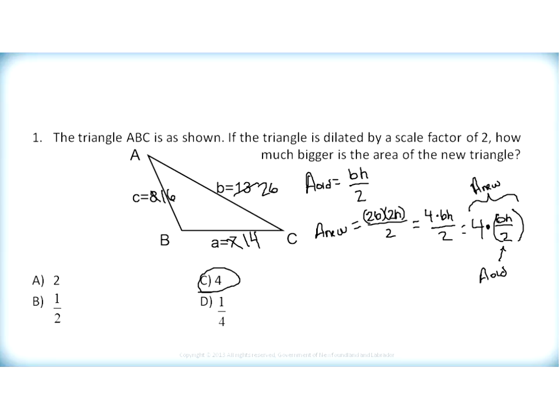Whenever we have a triangle, or any shape really, that's dilated by a certain scale factor, the new area is always going to be my scale factor, which I'm going to call S, squared. So the new area is going to be S squared times whatever the old area was.